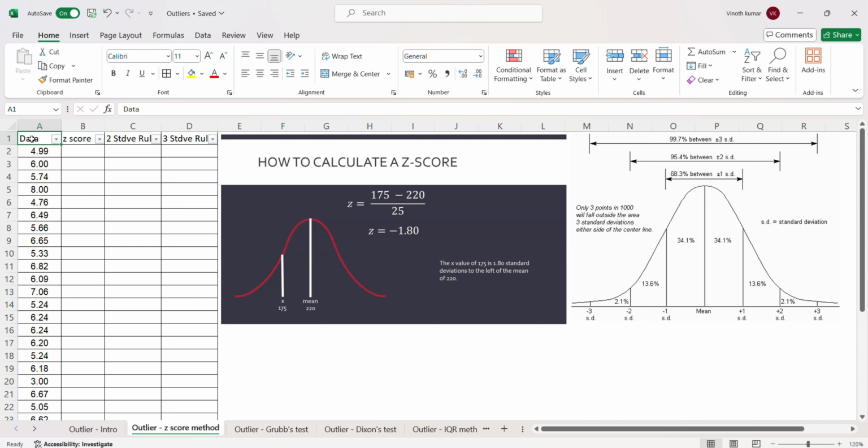Welcome to this series of videos where we are discussing outliers. In our previous video, we saw the conceptual understanding of what an outlier is. In this video, we are going to understand the first statistical method, which is called the Z-score method, of understanding whether my given set of data has outliers or not. Let's get into the video.